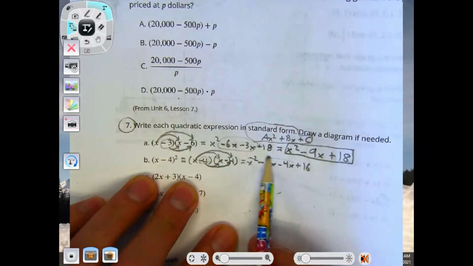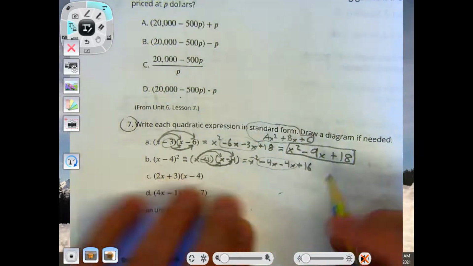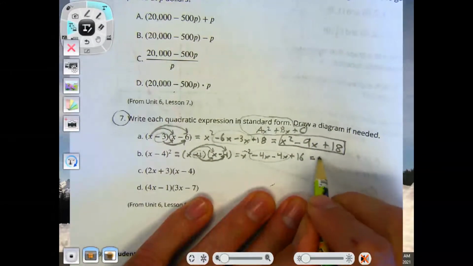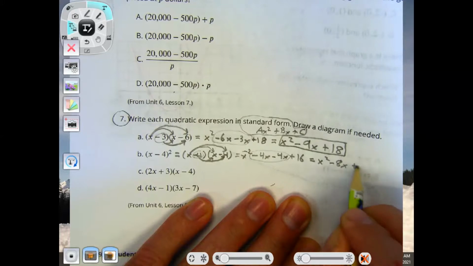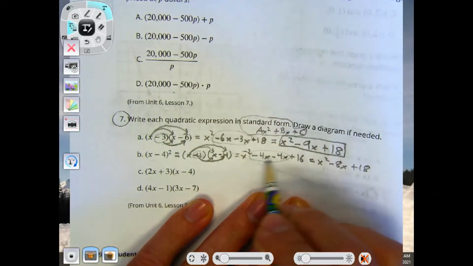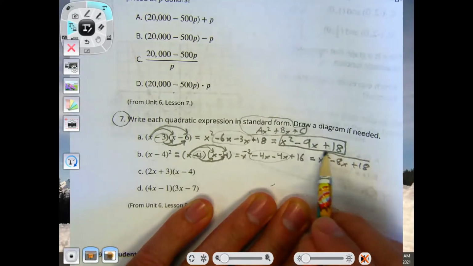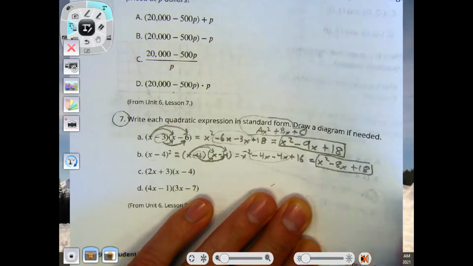We have to put these two together though. So this becomes x squared minus 8x plus 18. Notice I just took these two and put them together. And that's my final answer right there. Okay, let's do it again.